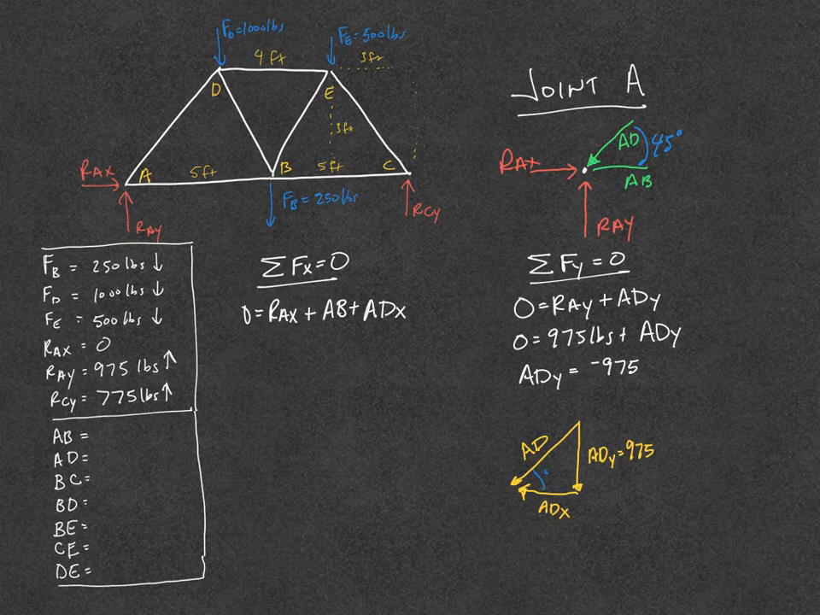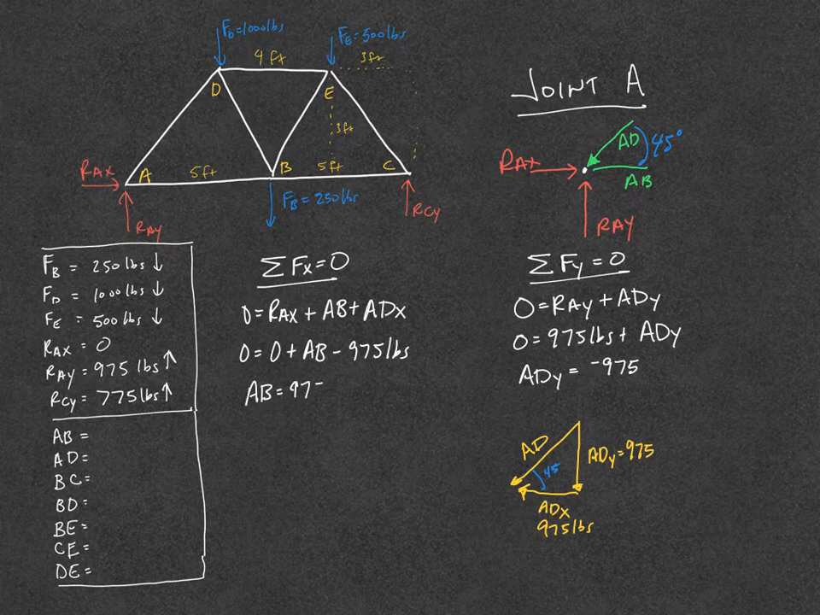This is a 45-45-90 right triangle. So without any math, I can just know that the sides of the triangle are the same. So I have 975 to the left, or negative. Plug that into some of my forces in the X equation. And now I find that AB is equal to positive 975.